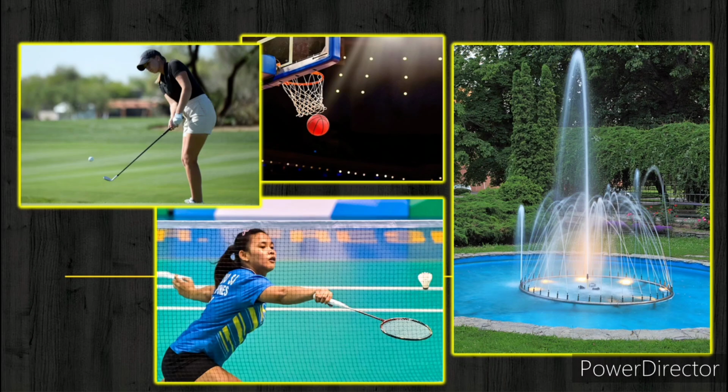Unahin natin yung unang picture, golf. Kapag tinamaan niya yung bola, lalayo siya, tama? Pero bababa pa rin yung bola. It is because of gravity. Next one is basketball. Kapag sinut nila yung ball o kaya pinasa yung bola, bababa at bababa yan kapag walang nagka-catch. Pati sa badminton, yung shuttlecock, bababa at bababa yan.